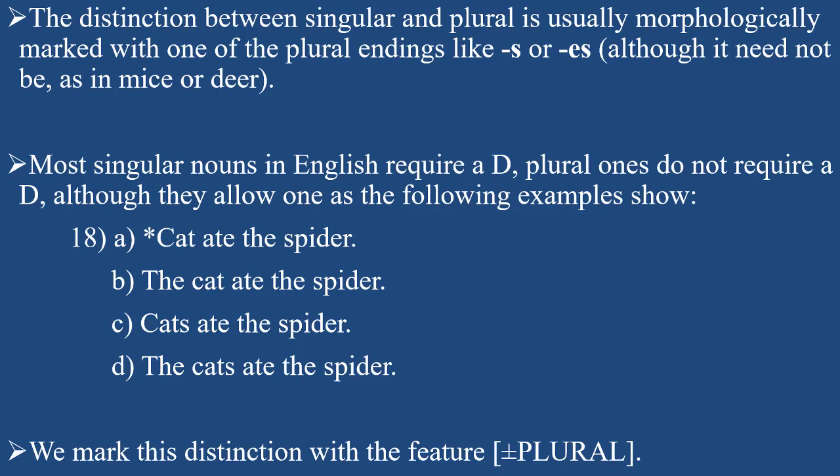Most singular nouns in English require a determiner. Plural ones do not require determiners, although they allow them, as the following examples show. We don't say cat ate the spider, we say the cat ate the spider. Or we say cats ate the spider, the cats ate the spider. We mark this distinction with the feature plus/minus plural. We say cat, for example, is minus plural, and cats is plus plural.